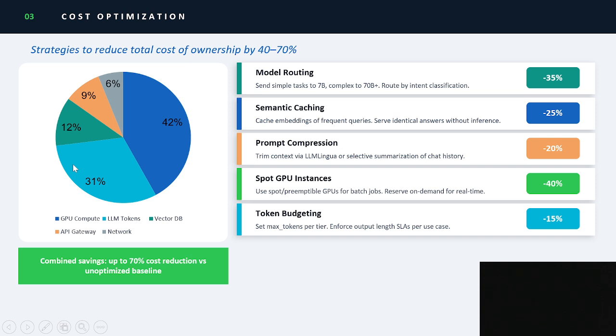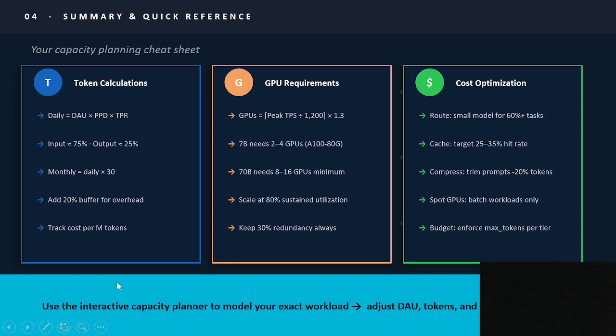So this is the graph: 42% will be GPU compute, LLM tokens will be 31%, VectorDB will be 12%, API gateway is 9%, and network will be 6%. Combining these, savings of up to 70% cost reduction versus the unoptimized baseline.